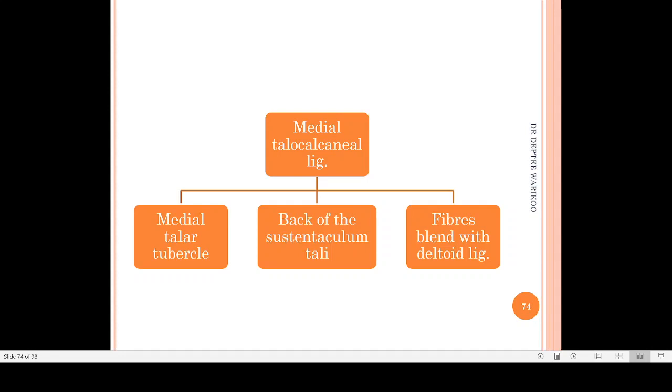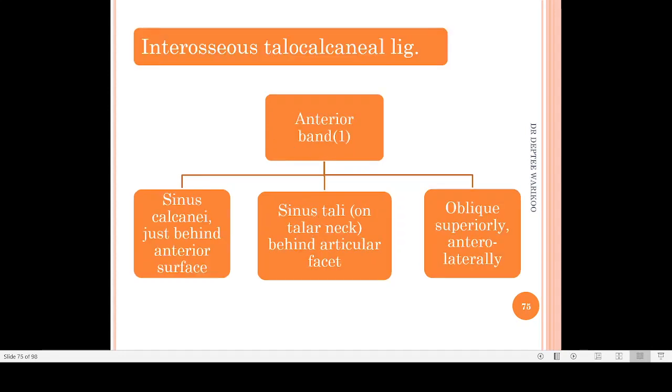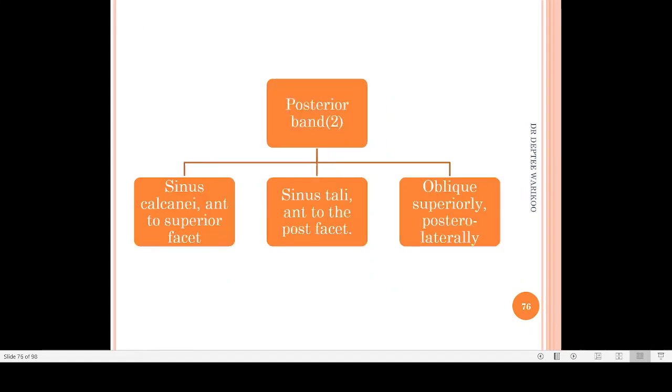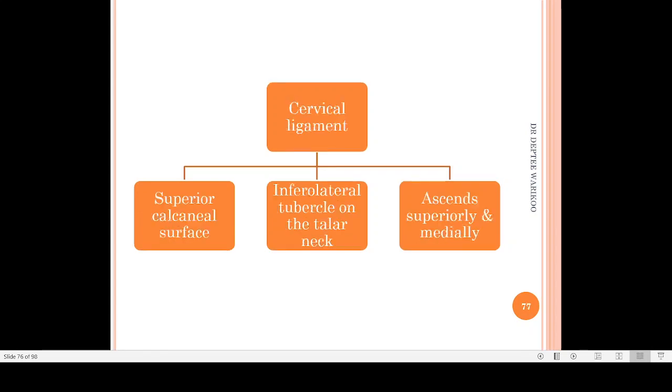The medial talocalcaneal ligament is from the medial talar tubercle to the back of the sustentaculum tali, and the fibers blend with the deltoid ligament. There is the intraosseous talocalcaneal ligament, which has two bands: an anterior band from the sinus calcanei just behind the anterior surface to the sinus tali, running obliquely, superiorly and anterolaterally, and a posterior band from the sinus calcanei to the sinus tali, running obliquely from superior, posterior and laterally.